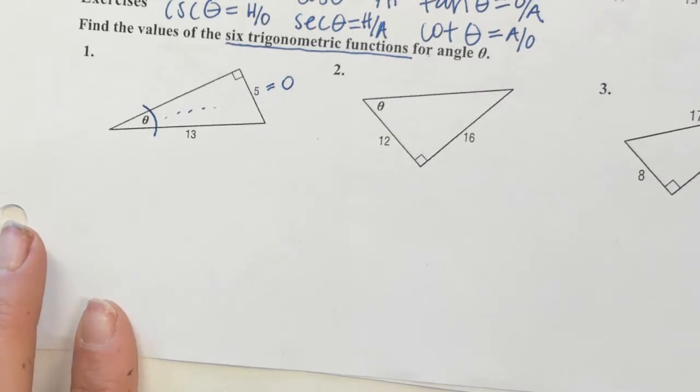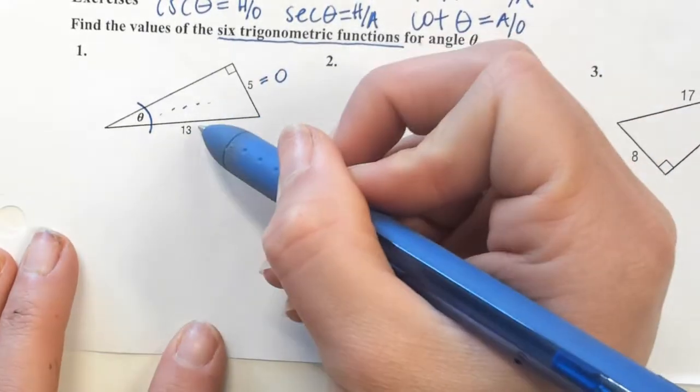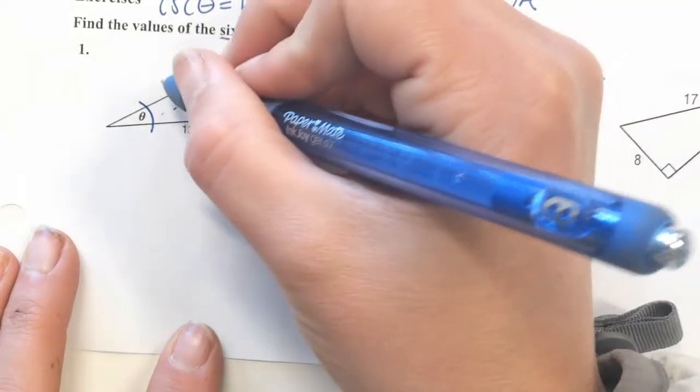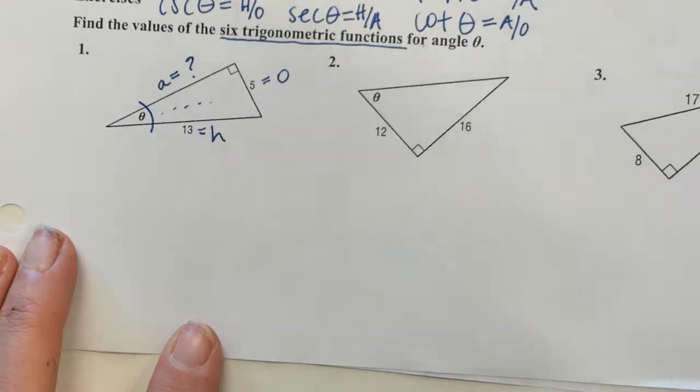Why is it hypotenuse? Yes. Anything across from the 90 is always going to be our H. So what are we missing? Adjacent. Good. Do y'all know how to find a missing side with 90-degree angles?